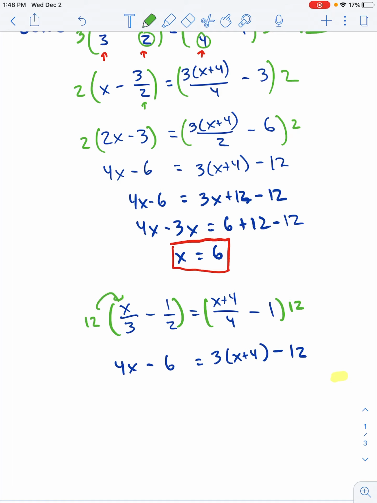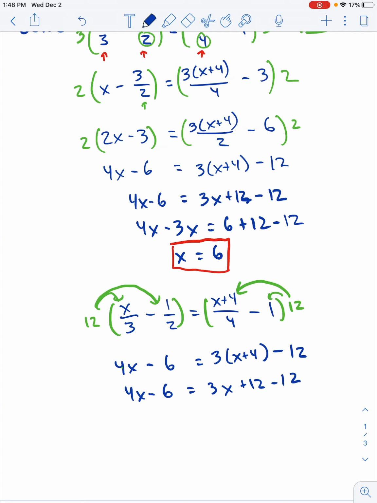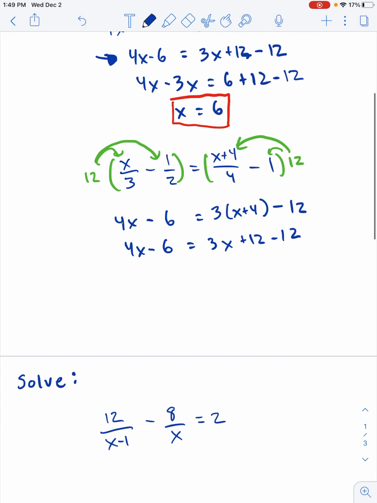Because when I distribute here, 12 and 3 simplify. 12 divided by 3 is 4. When I multiply 12 by a half, that's going to be 6. And then here, 12 and 4, again, is going to be 3, and that doesn't have a denominator. So then, once I get here, I'm just back at this part, and I can just solve for x again. So we can make things move a little faster by basically finding a common multiple of all the denominators and multiplying that multiple on both sides.